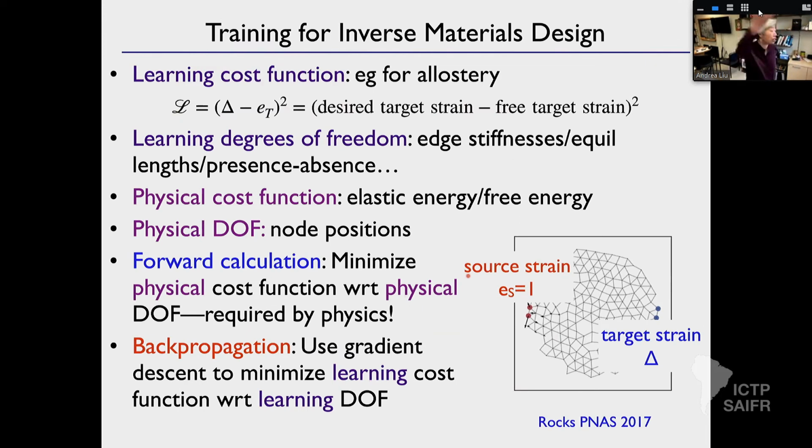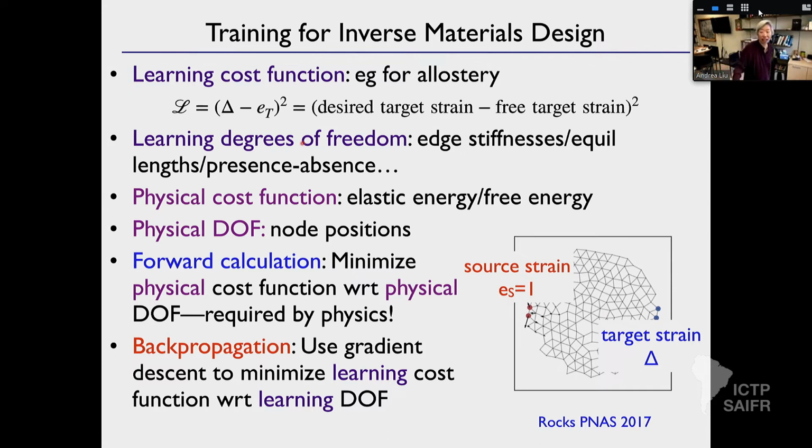So if we want to do that in our systems, we can just do exactly the same thing. We construct a learning cost function that says, I'm going to pay a price if the strain at the target is different from the desired strain at the target. I just pay a price. That's it. And then I introduce learning degrees of freedom, which, as I said, could be the spring stiffnesses or the equilibrium lengths, or the presence or absence of a bond. All of these things could be learning degrees of freedom.